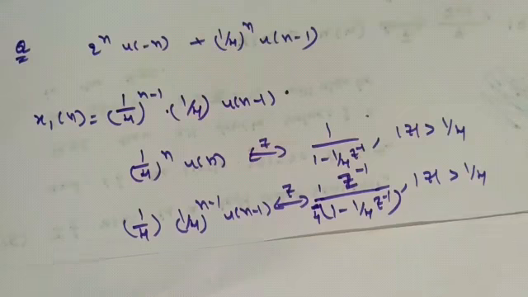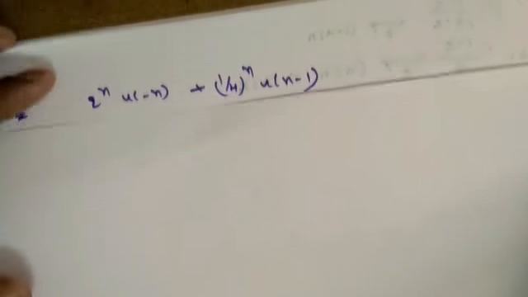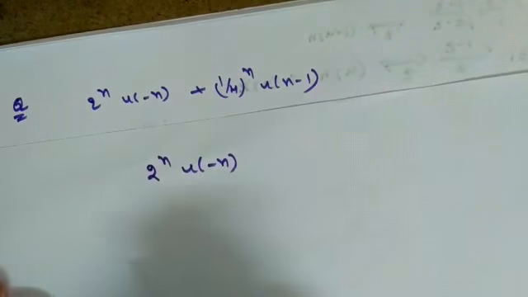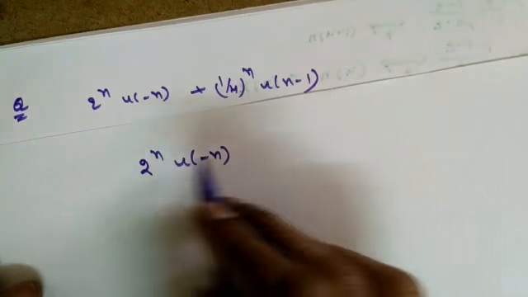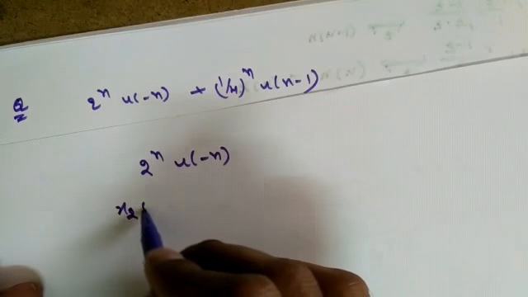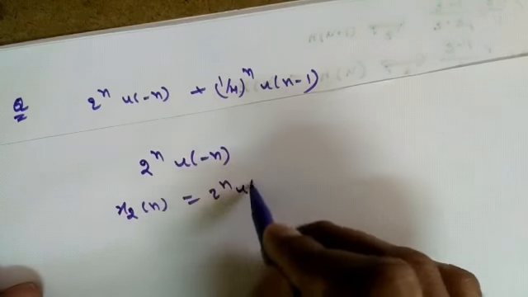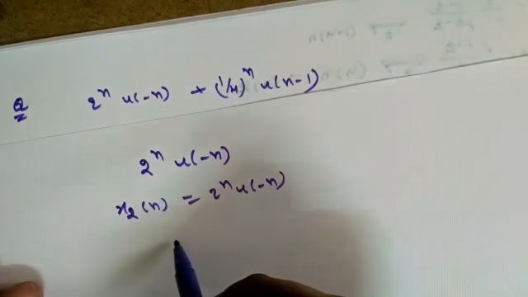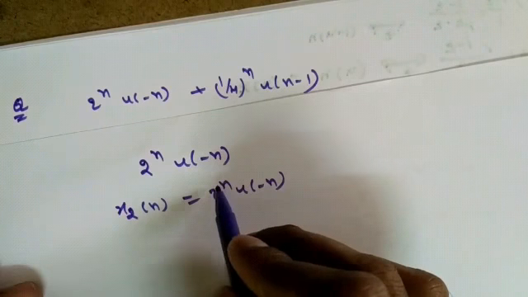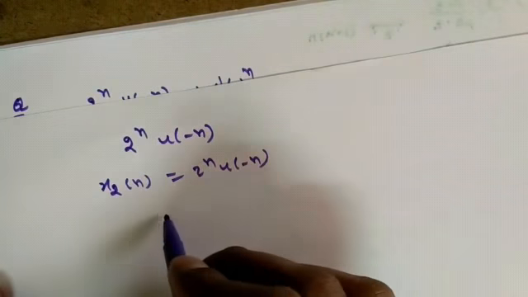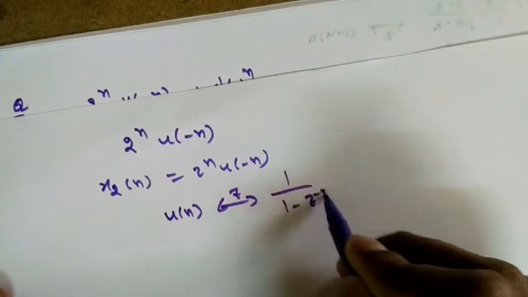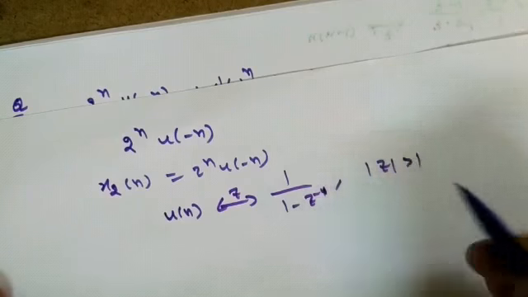Now we'll do the first part, that is 2 power n u of minus n. So I'll take 2 power n u of minus n. Now to solve this one, see, the reversal property means, suppose x2 of n is equal to 2 power n u of minus n. If we take 2 power n into u of n first, then if we reverse, we should get 2 power minus n. So to solve this one, first we will take u of n. What is the Z transform? 1 by 1 minus Z inverse, and it is mod Z greater than 1.